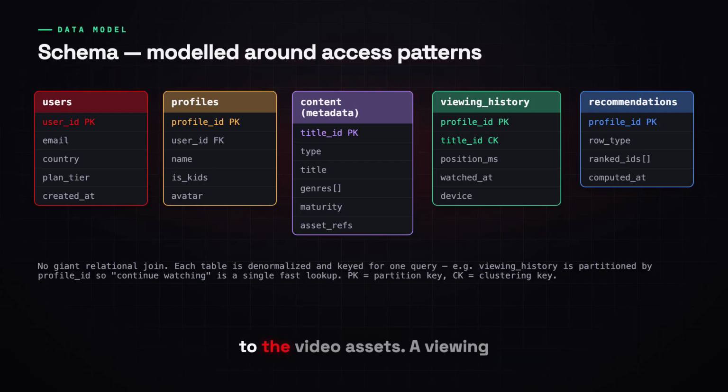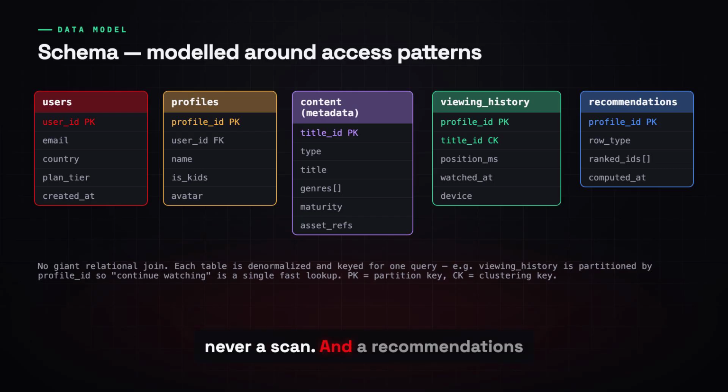A viewing history table, and this is the important one. It's partitioned by profile id, so fetching your continue watching row is a single, lightning-fast lookup, never a scan. And a recommendations table that simply stores the precomputed ranked list per profile. Each table is denormalized and shaped for the one query it must answer instantly.